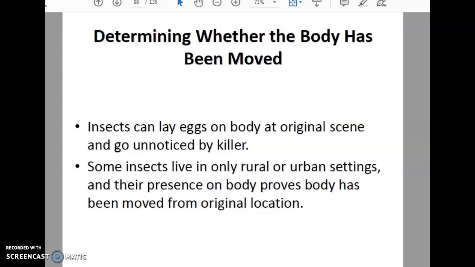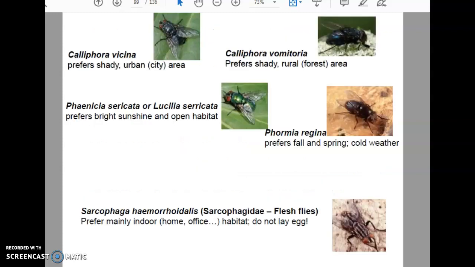And here's information about determining whether the body has been moved. We talked about knowing whether an area is shady or sunny. You can see that some of these guys like shady areas in the city, some like shady areas in the forest. Sometimes some of these guys like open habitats and bright sunshine. Sometimes they prefer the fall and the spring and cold weather. So you can see determining what insect is hanging out where can give you a load of information.